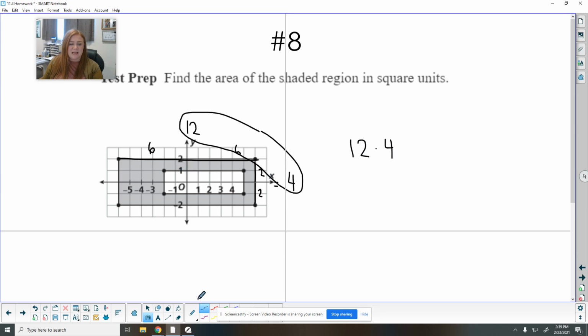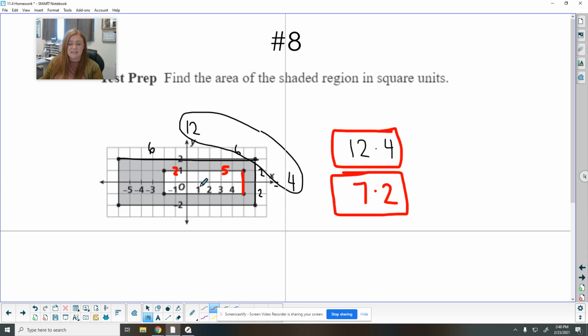Now we're going to find the area of this smaller one. So over 2, over 5 makes a total of 7. And this one up 1, down 1 makes a total of 2. So I'm going to find the area of the big one. I'm going to find the area of the little inside rectangle, and then I'm going to take away this little one from the big one to see how many shaded pieces are left.